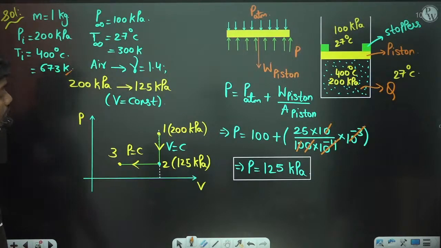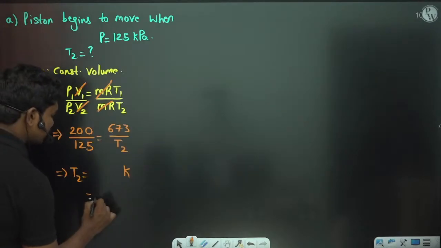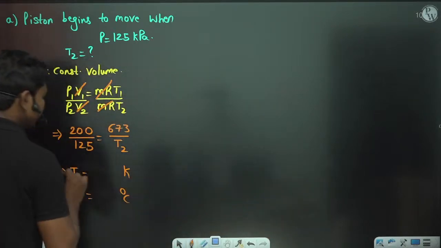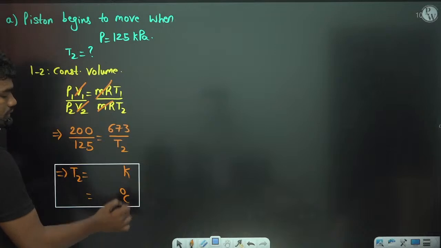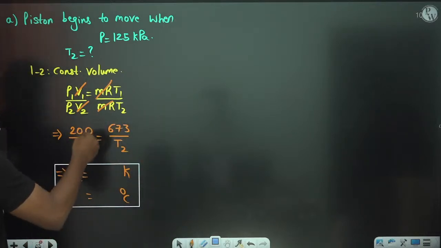And the options are given in degrees Celsius. So if you can calculate in Kelvin, this can easily be written in degrees Celsius. This is how we can calculate T2, the temperature at which the piston starts moving. So if you simplify this value, 673 into 125 by 200.